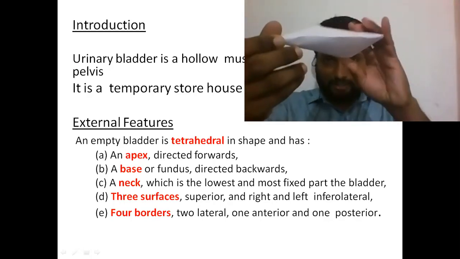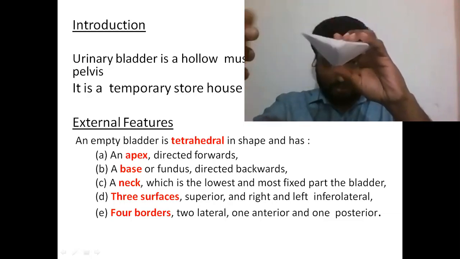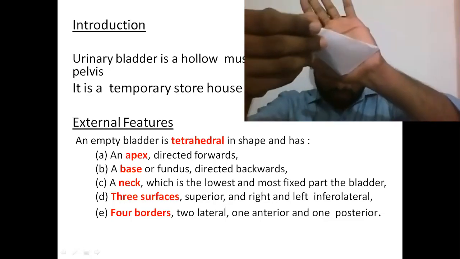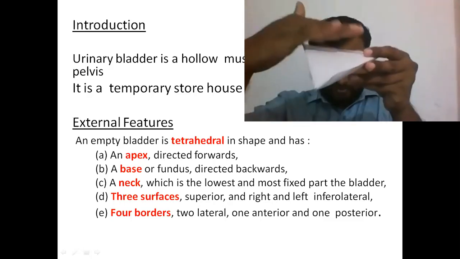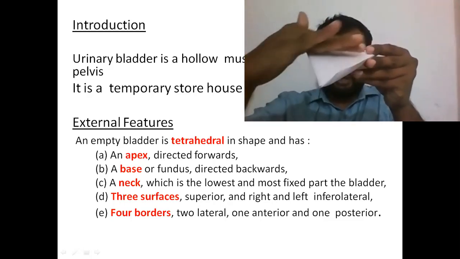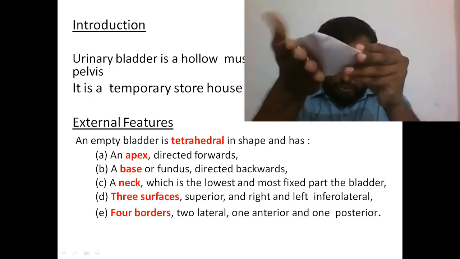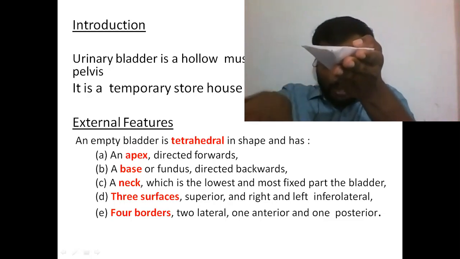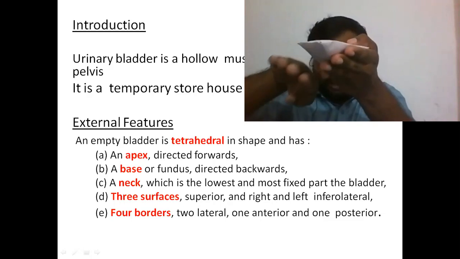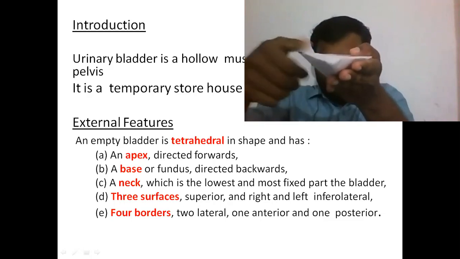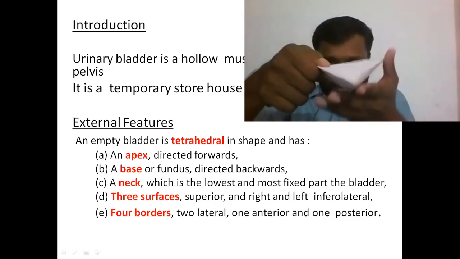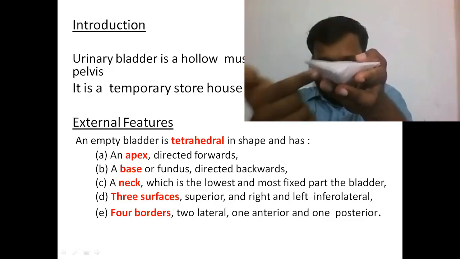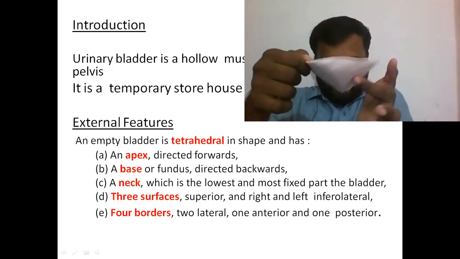Then three surfaces. What are the three surfaces? See, this is the anatomical position. Apex is directed forward. So anyway, it is having apex, then base. Clear. Then three surfaces. See this one is the superior surface. Then two infralateral surfaces, right and left infralateral. See the direction of the surface, which is directed downward and lateral. That's why it's infralateral. So this one is the right infralateral, and this one is the left infralateral. Then this is the superior surface. So three surfaces: superior, right infralateral, left infralateral.